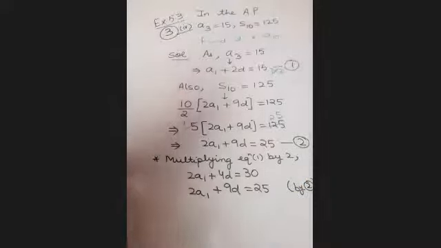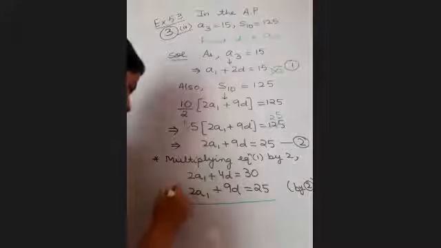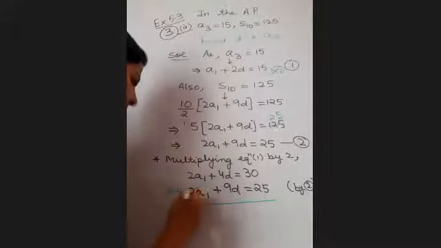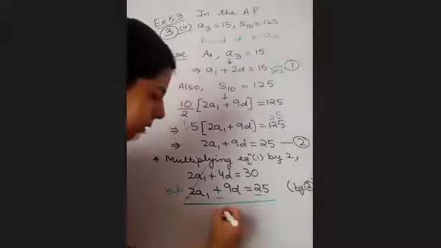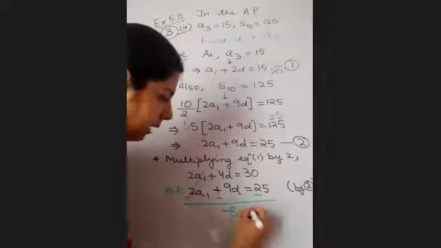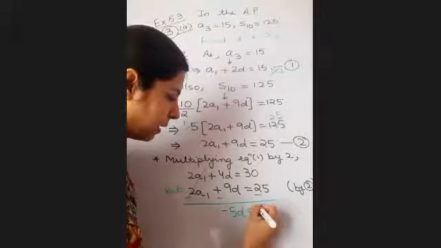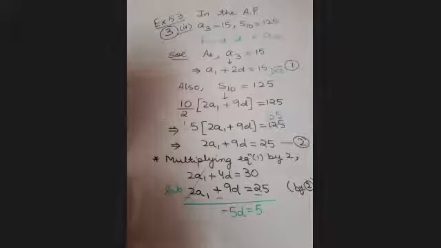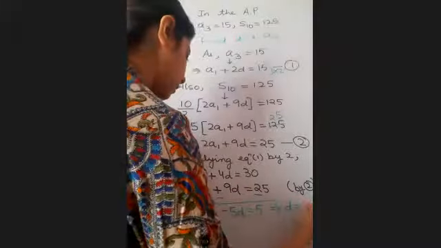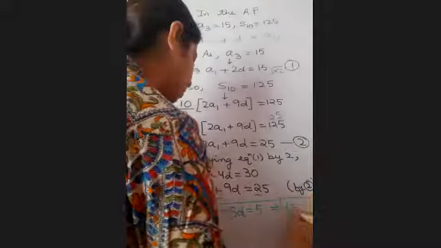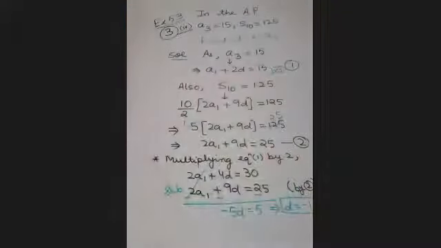Okay. What should I do next? Add or subtract? Subtract. I subtract, 2A1 cancels, 4D minus 9D is minus 5D. And 30 minus 25 is plus 5. So what does it mean? D is minus 1. D is minus 1. Clear?